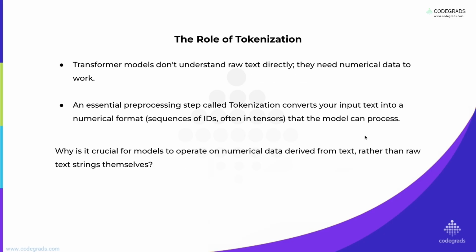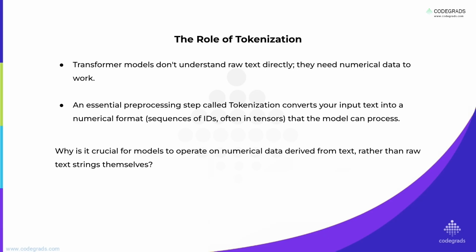Now, Auto Model loads the model's brain. But how do you actually talk to it? AI models don't understand raw text like "hello Python" directly. They are mathematical machines, so they need numbers to work. This is where tokenization comes in. It is an essential pre-processing step. Tokenization converts your input text into a numerical format the model can understand.